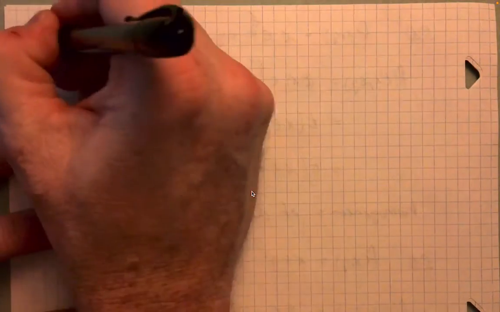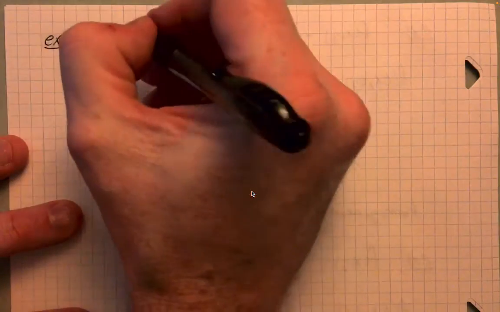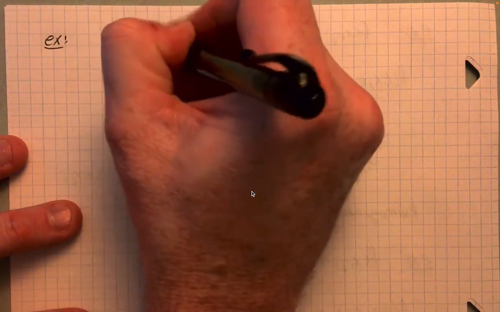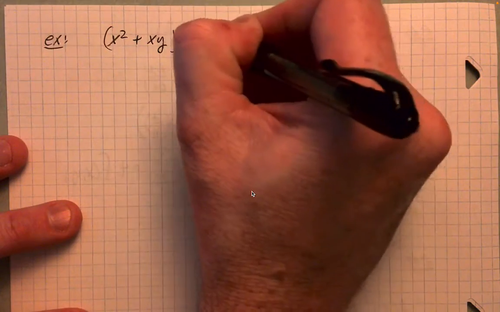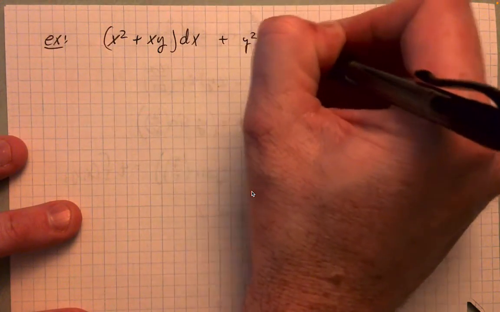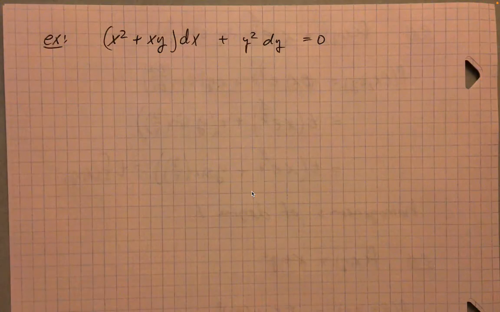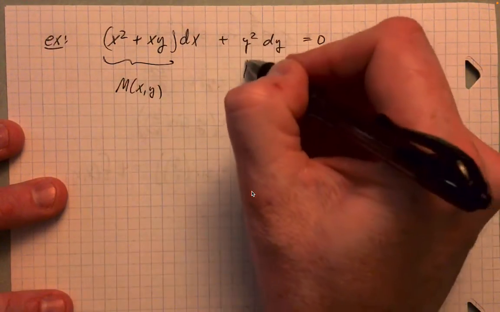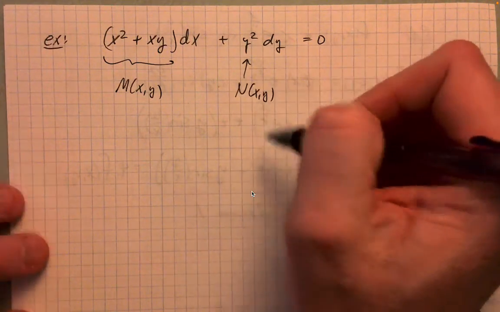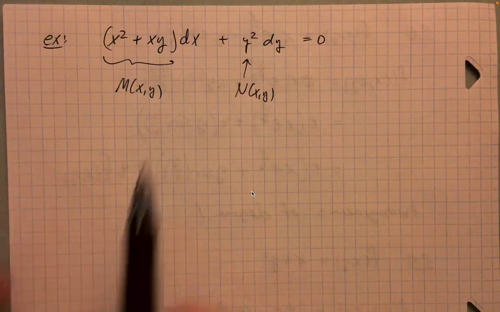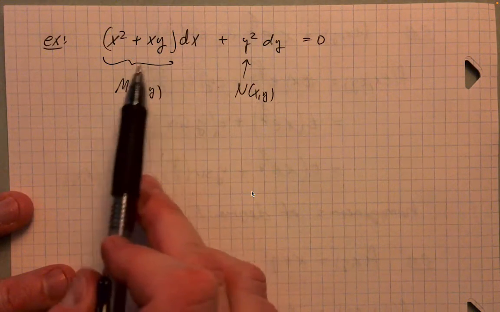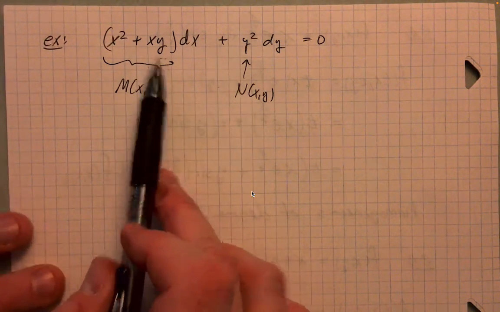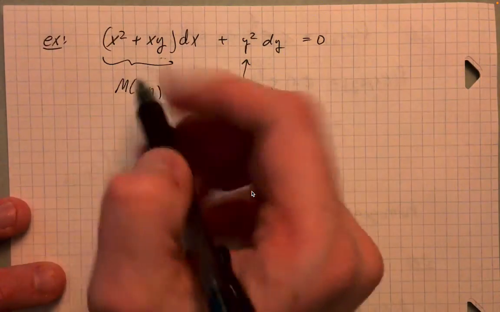So let's do an example here. Definition, example, definition, example. Let's say we have x squared plus xy times dx plus y squared dy equals 0. We want to say that this is our m of xy, and this is our n of xy. What we need to confirm is that this and this are both homogeneous and have the same degree. So let's start with the m function.